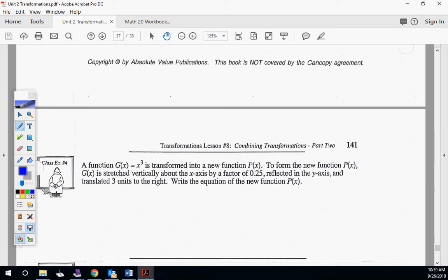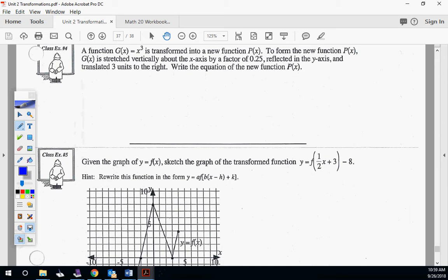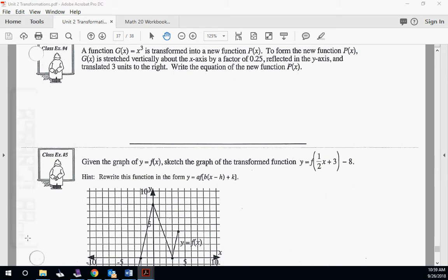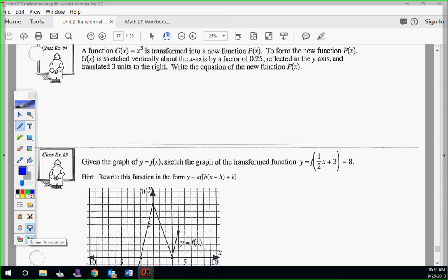All right, last page. Here we go. Let's get this done. Function g of x is x cubed transformed into a new function, of the form p of x, and g of x is stretched vertically about the x-axis by a factor of 0.25, also known as 1/4, reflected in the y-axis and translated 3 units to the right. So write the new function for p of x.